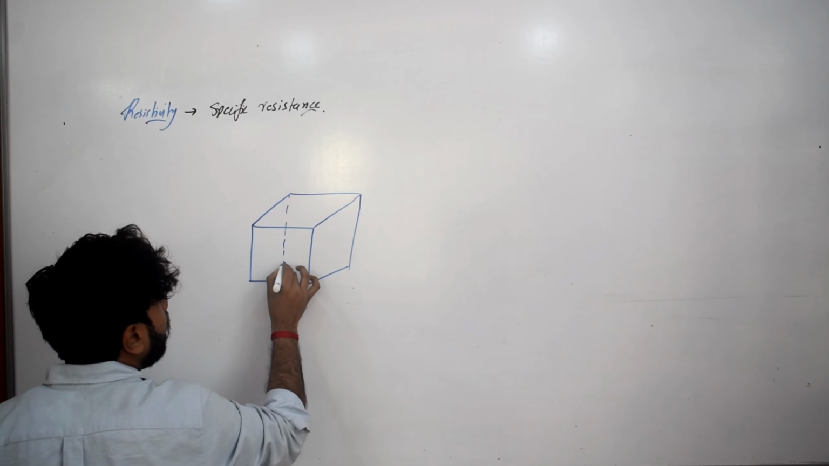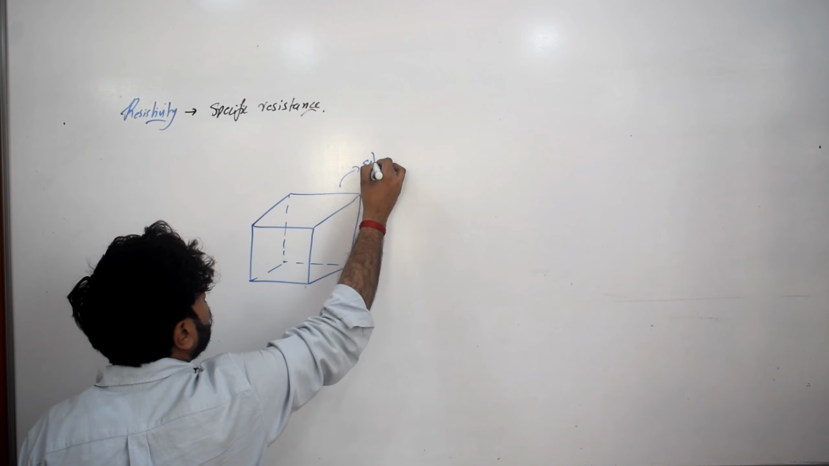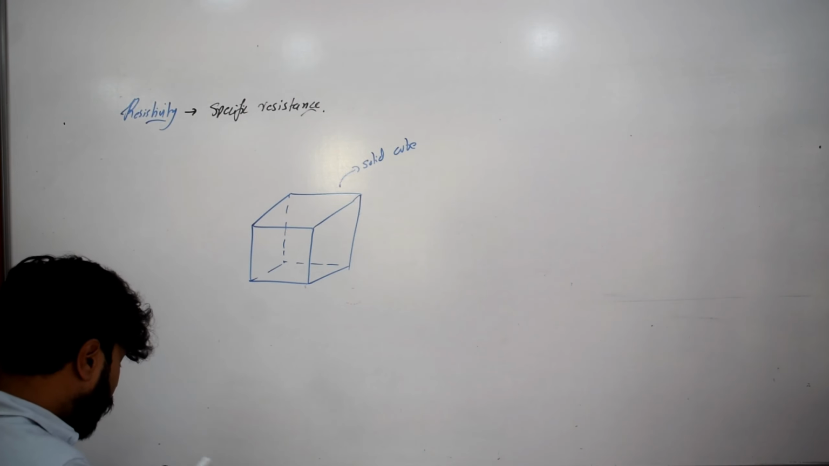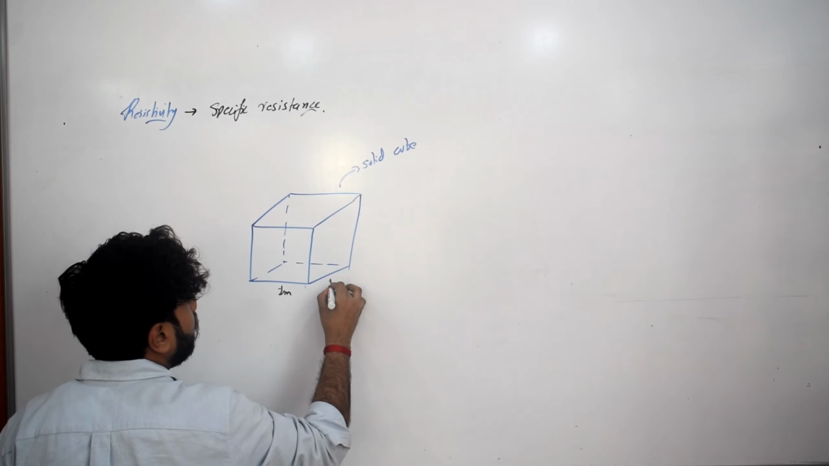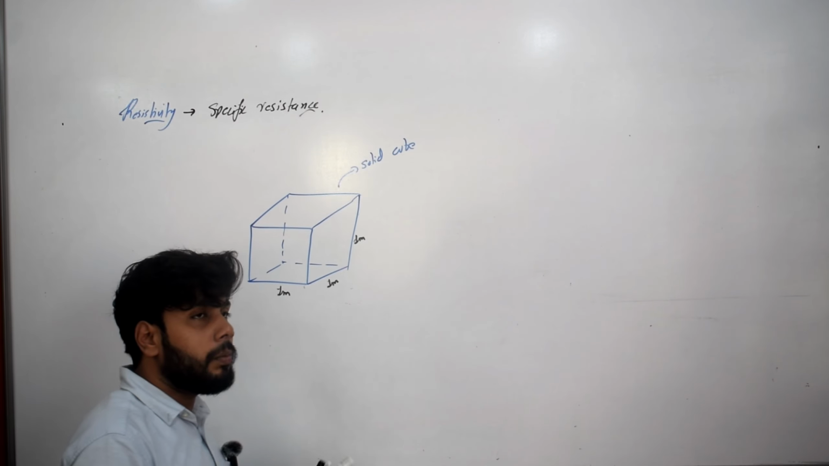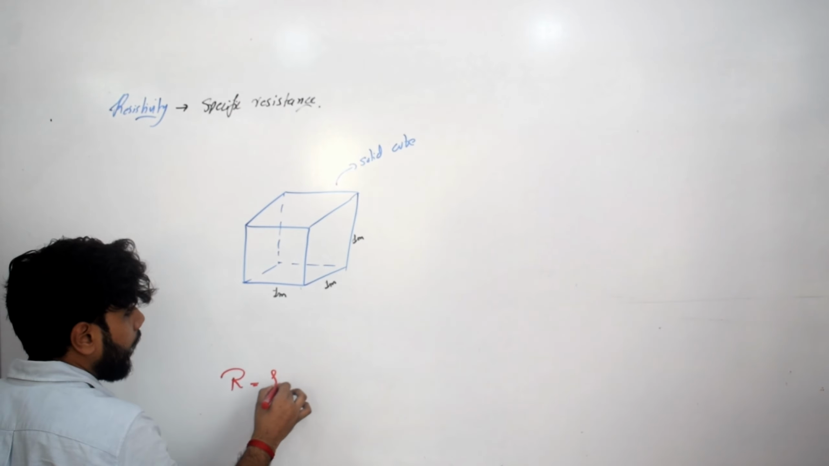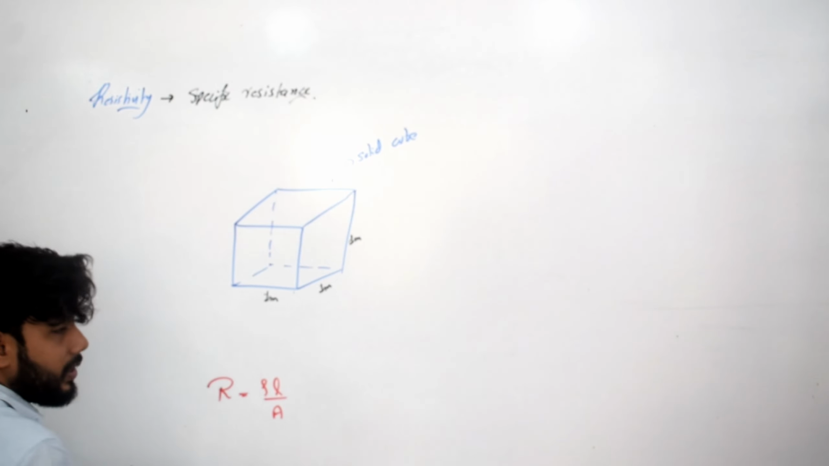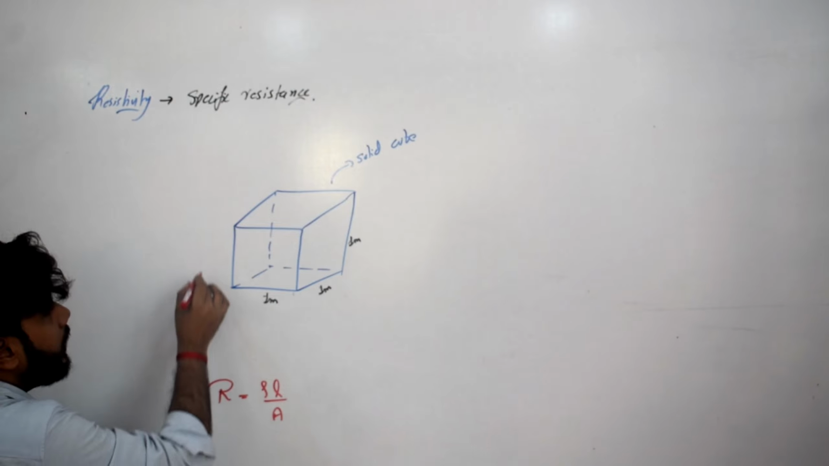So imagine we have this solid cube, and the dimension of this cube is 1 meter. If you remember, the formula of resistance is rho L by A, where L is the distance which current has traveled, the displacement, and A is the area of cross section where the current has entered.